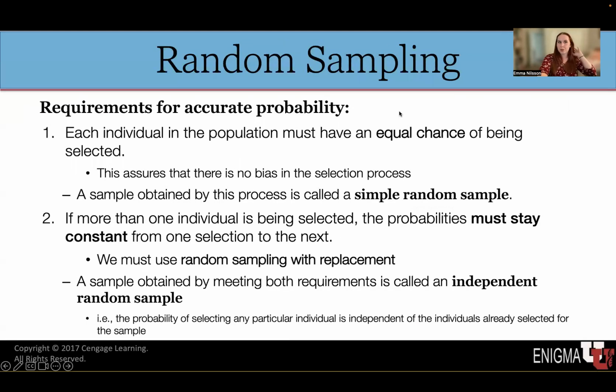So in scientific research, we use something called random sampling to assure that we have a representative and unbiased sample. In other words, random sampling is kind of a precursor to even using probability in statistics. And there are a couple of things that need to be true about the way that we got our sample in order for us to have accurate probability. The first is that each individual in our population needs to have an equal chance of being selected. So that means that there's going to be no bias in our selection process. And this is called a simple random sample.